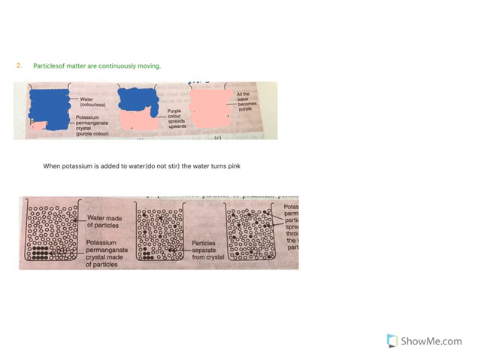Now, why has this happened? I have not stirred. How has the potassium permanganate spread throughout the water? So when potassium permanganate is added to water, do not stir, that's important. It turns pink. I will explain this in the next figure.